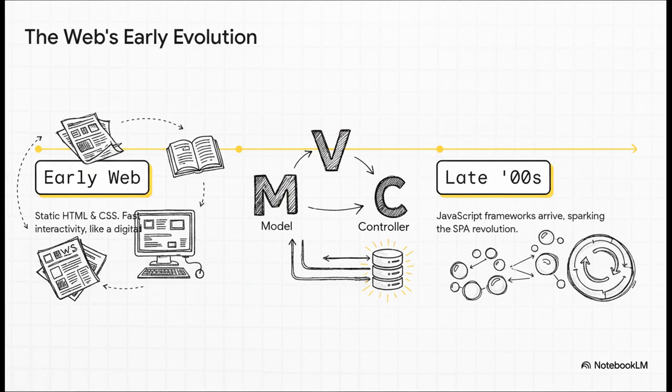Yeah, the web started out super simple, super fast. Pages were basically just digital newspapers, you know? Text, images, not a whole lot of interaction. But people wanted more. They wanted dynamic, personalized content. And that demand sparked the very first major architectural shift, the Model View Controller Pattern, or MVC for short.